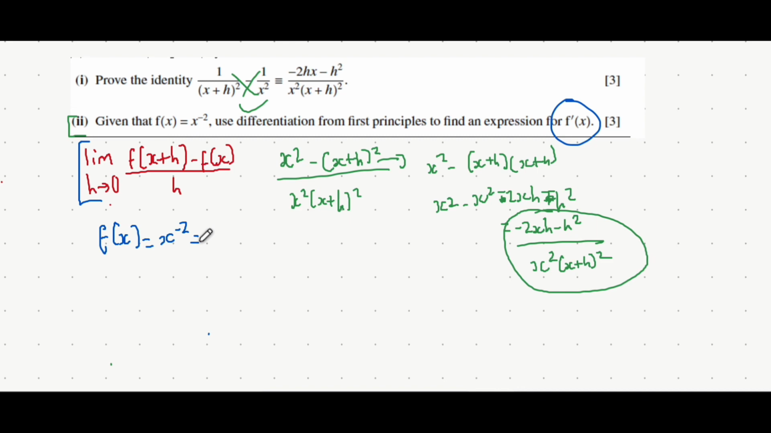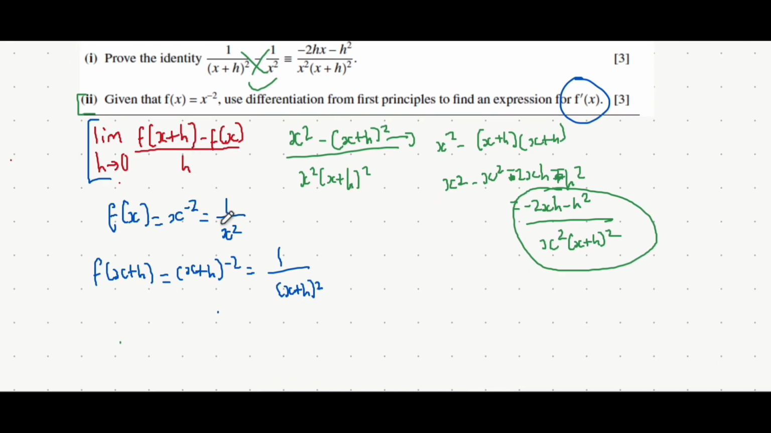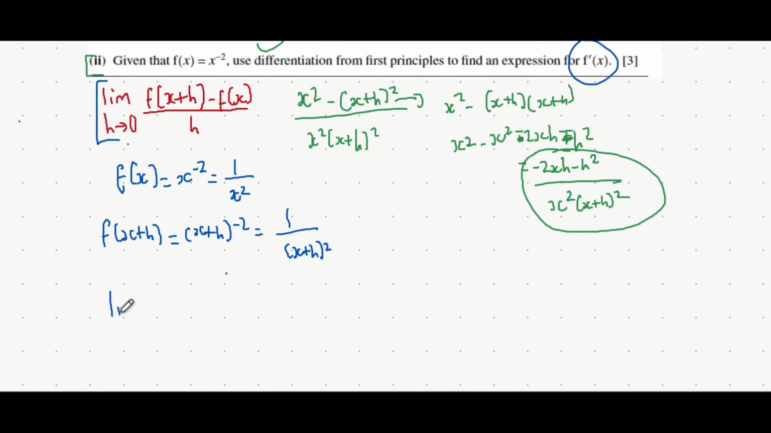But I'm going to write this out as 1 over x squared. You'll see why later. In order to put into this expression here, we first also need f of x plus h, which is what you get when you replace x with x plus h. So this is x plus h all to the power of minus 2, which can be rewritten as 1 over x plus h all squared. Putting all of this into this expression here, we can say that the limit as h tends to 0 of f of x plus h, which is 1 over x plus h squared, take away f of x, which is 1 over x squared, all divided by h. So let's put a big bracket around this, all divided by h.